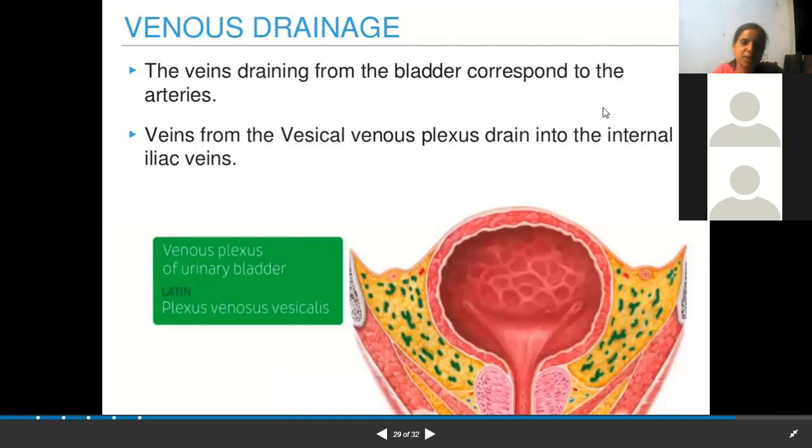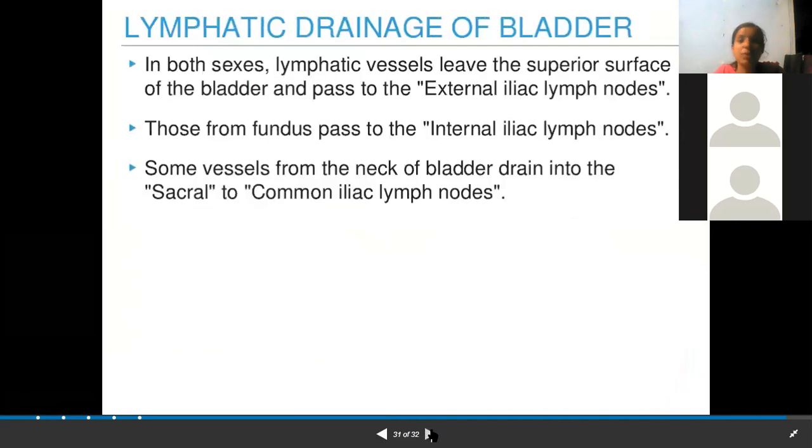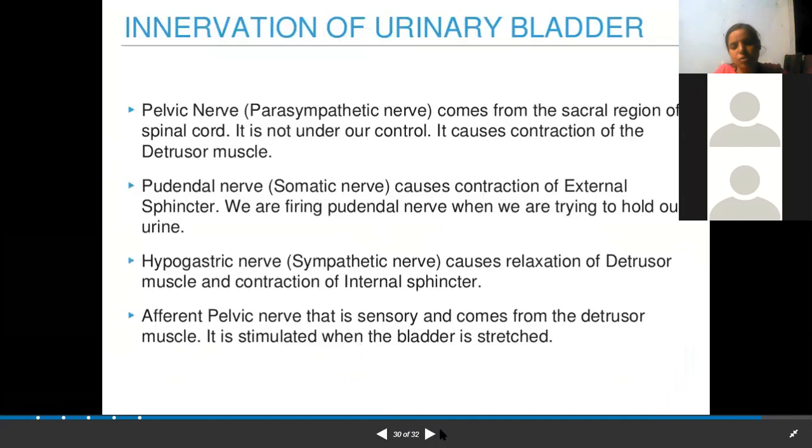Venous drainage: corresponding names you remember better. Superior vesical veins and inferior vesical veins. They form the vesical venous plexus. They will drain into the internal iliac vein. So the innervation of the urinary bladder, I've shown you in physiology, the nerve supply is S1, S2, S3. So that is more easy.